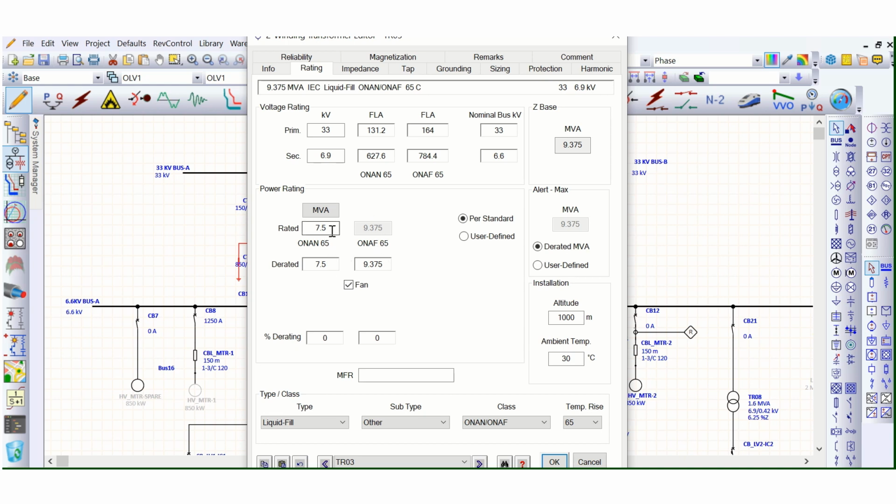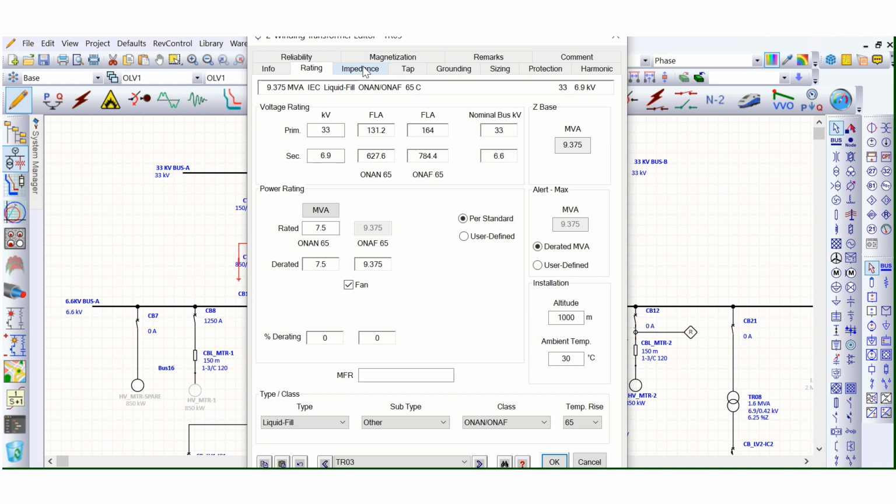here you can see this rated, this is the ONAN rating of the transformer, 7.5 MVA, and this is the ONAF rating, this is more than the ONAN rating. Here the derated value is used. You can also define user defined. So based on this, the transformer MVA capacity is changed. But what about the transformer impedance?